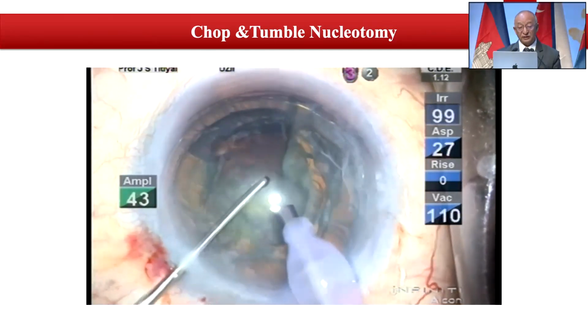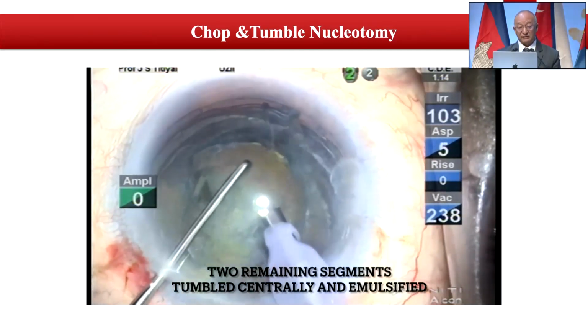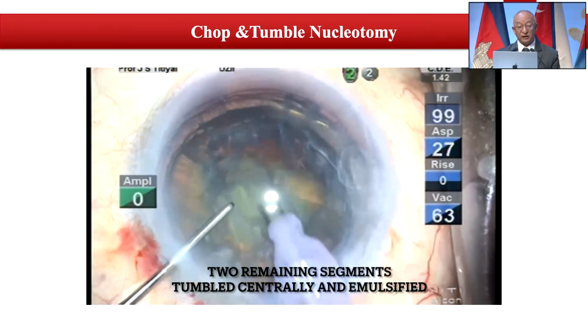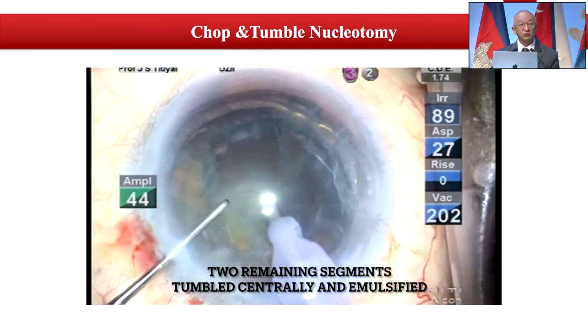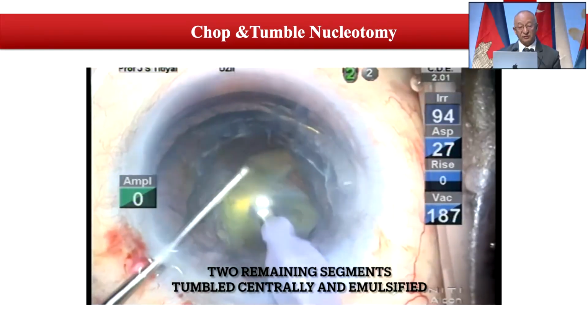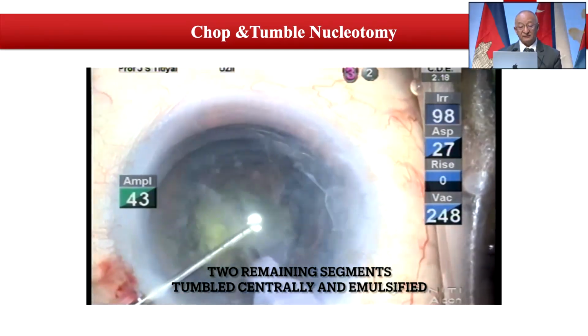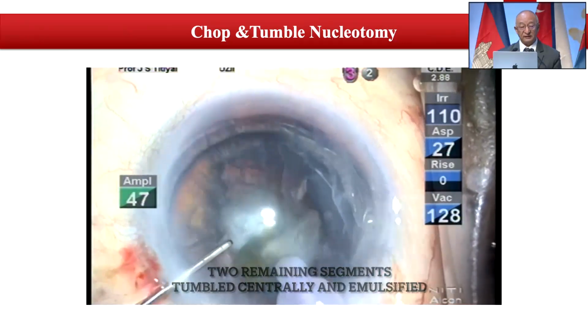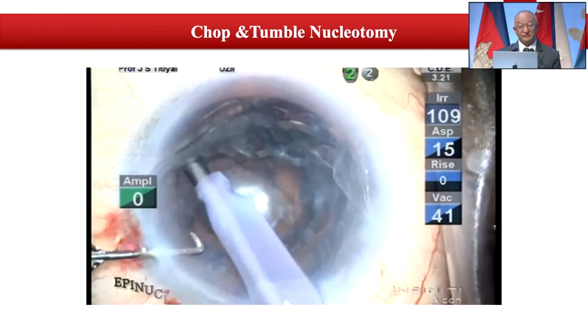And subsequently, you can just tumble the nucleus to the center centripetally, and you can manage this case without the rotation or disruption of the epicortical cushion, which may be attached to the posterior capsular disc. And this prevents the rupture happening during the initial procedure of nucleotomy, and that safeguards the case for subsequent management.